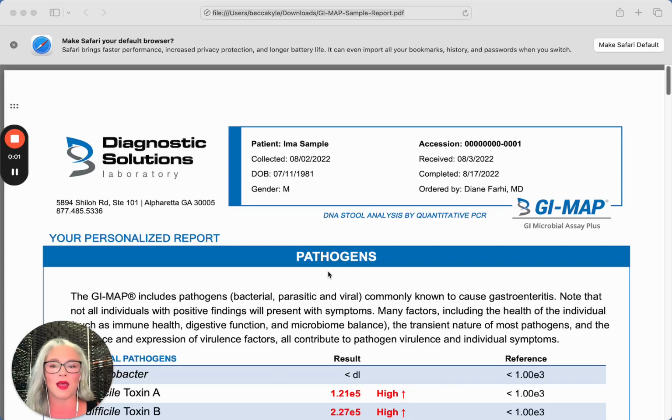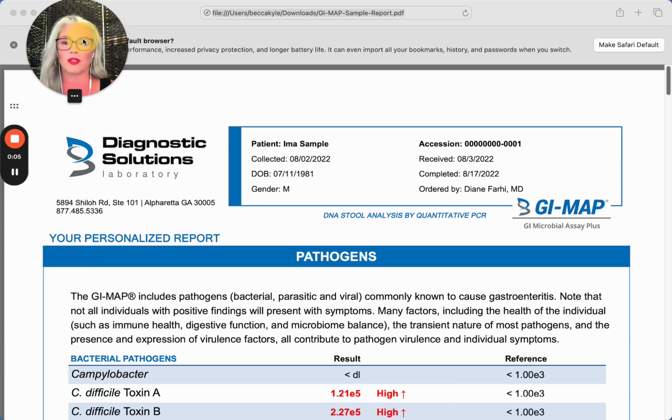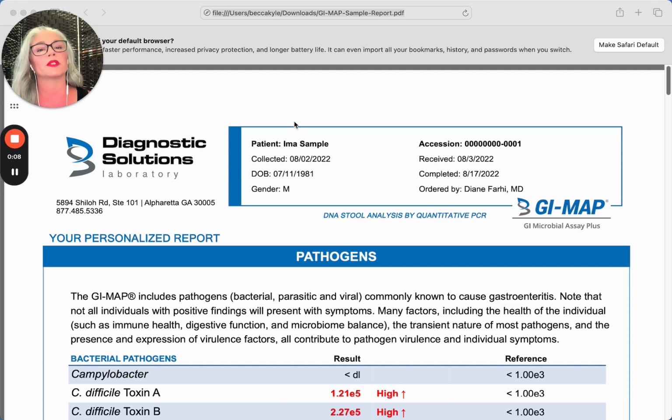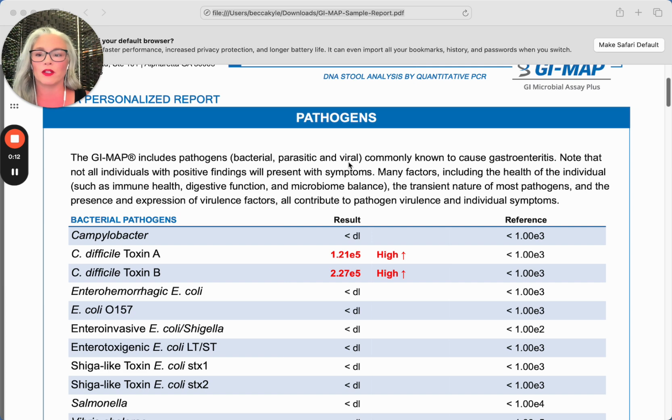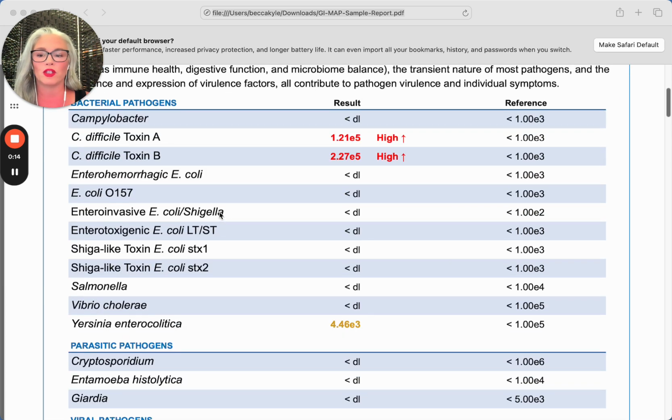Hey, Becca here. I wanted to share with you one of my favorite functional lab tests, which is called the GI map. So the GI map is a stool sample and it looks at your gut microbiome.